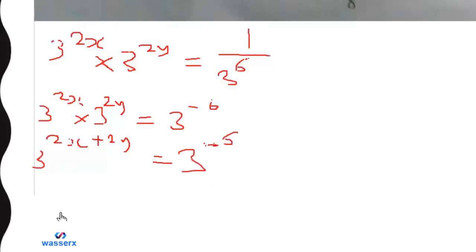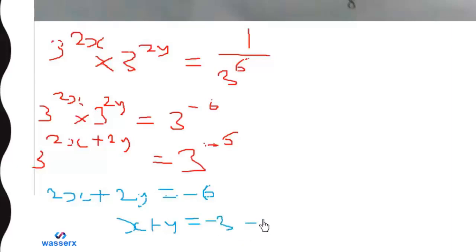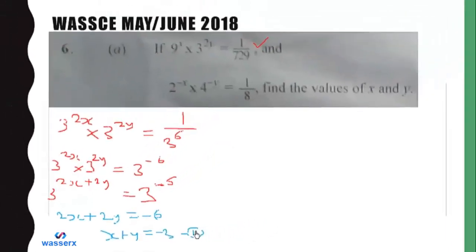Now since the bases are the same, we equate the exponents to obtain 2x plus 2y is equal to negative 6. Now dividing through by 2, we get x plus y is equal to negative 3. So we call this equation 1.